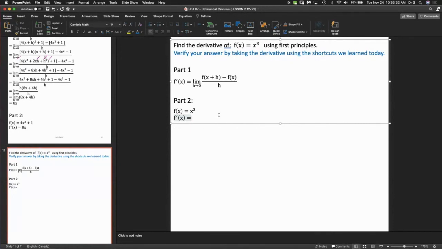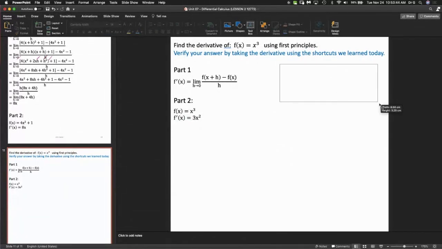Thank you, Praviti. 3x squared is correct. What I'm asking you to do now is to work through finding the derivative of this. Now, I'm going to work through a little bit of a hint here. This is a helpful side algebra.